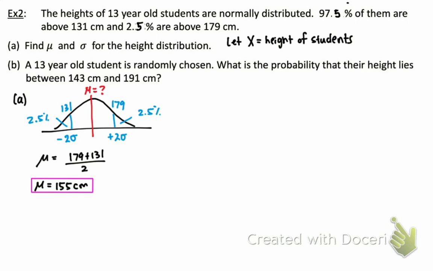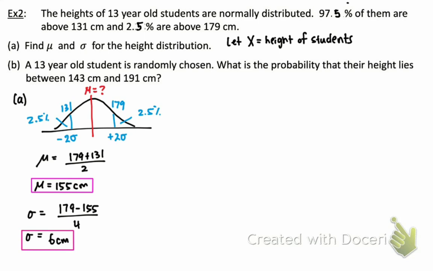Finally, to find the standard deviation, I take the difference between those two values, and we're going to divide by 4, since between the values of 131 and 179, there are 4 standard deviations. That gives us 6 centimeters.